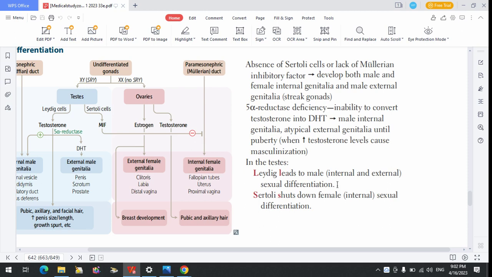Testosterone, this thing, mesonephric duct. What stimulates the mesonephric duct? Testosterone from the Leydig cells.